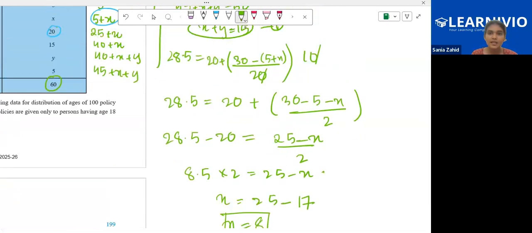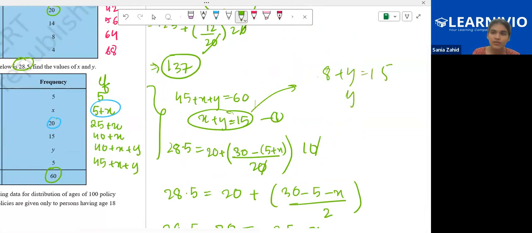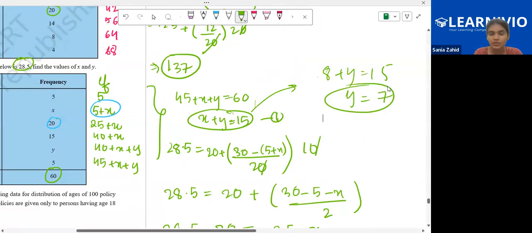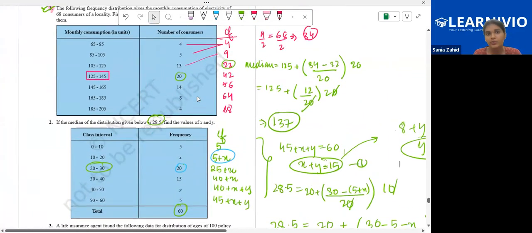So now if x is 8, then 8 plus y gives you 15, and then you can solve y is equal to 15 minus 8, that's 7. Understood? Yes. So this is how we can practice such type of questions. Question number 1 you're going to do again.